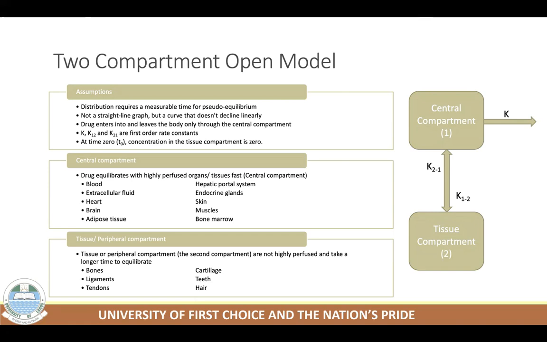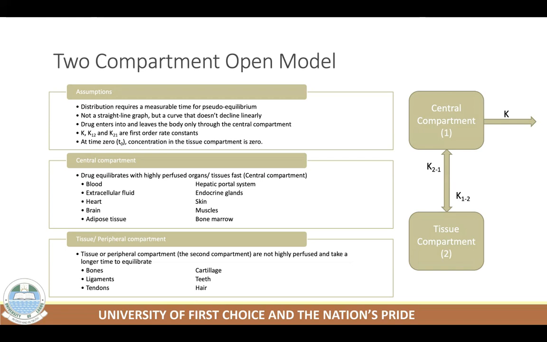Okay. Now, the additional compartment is known as the peripheral or tissue compartment. Drug in the blood moves rapidly into highly perfused organs like the hepatic portal system, extracellular fluid, endocrine glands, into the skin, the muscles, the bone marrow, adipose tissue, the brain, the heart. All of those get perfused immediately. So there is rapid passing of drugs into those structures.